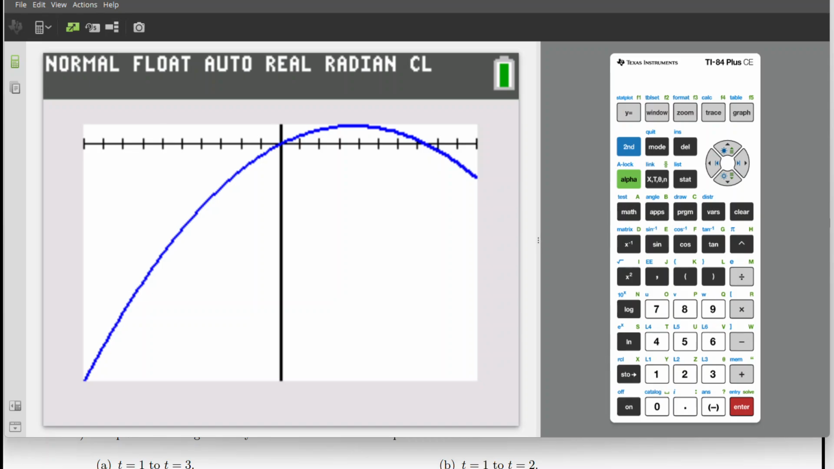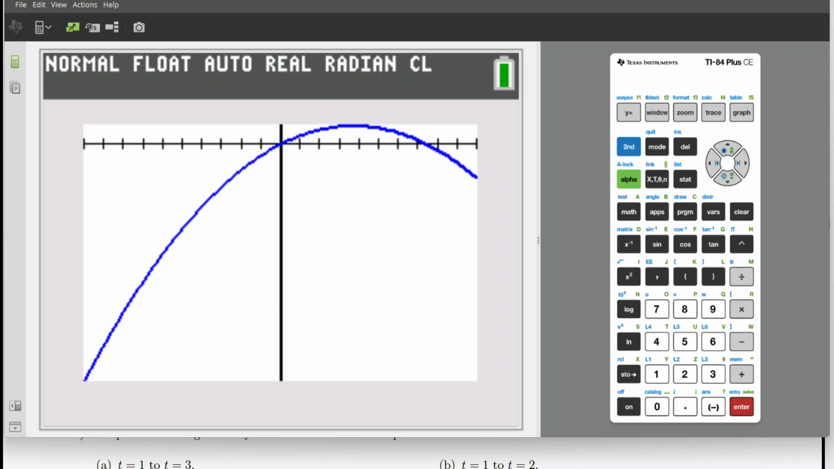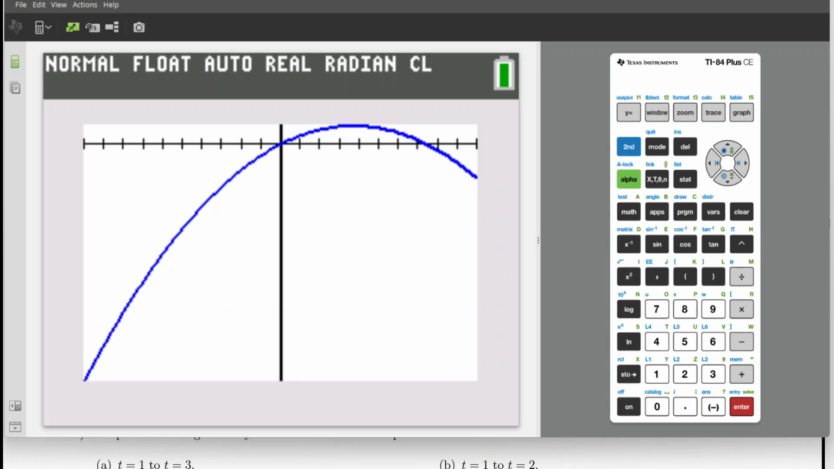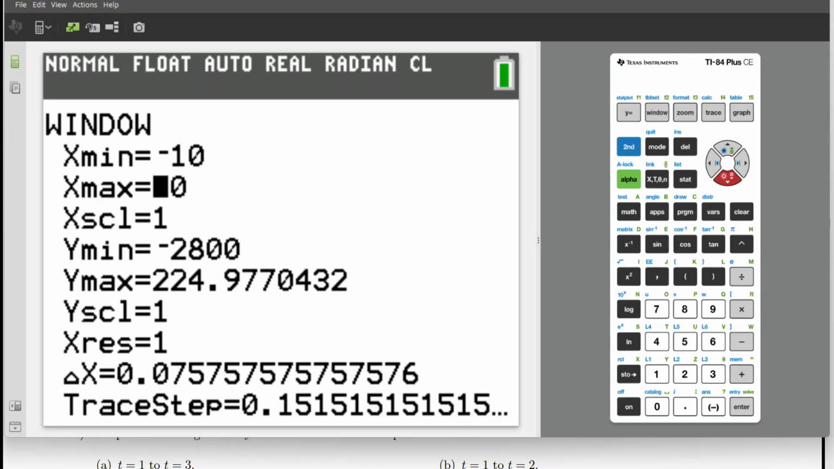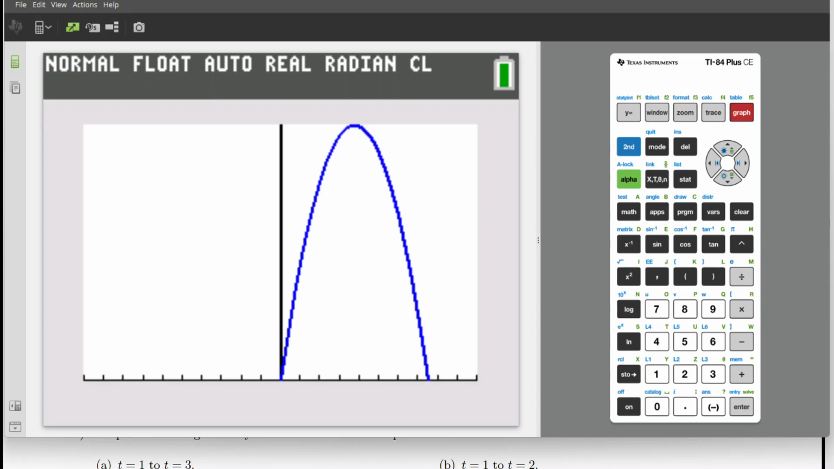And as we can see, now it's starting to look more like a parabola. Obviously the rocket is going up in the air, so it's not going to have negative distance. So all of the negative y coordinates are useless to me. I'm going to go to my window and remove the negative 2,800 that I see next to the y minimum. I know that the distance traveled cannot be negative, so why do I want to see all those negative values? I'm just going to put 0 there, and let's take a look at what the graph looks like now. So an even better looking parabola, so that's awesome.